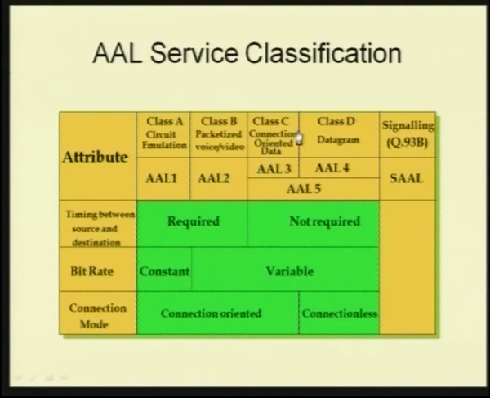Class C and class D: class C, we said, is for connection oriented data, class D for datagram. These used AAL 3 and 4. Finally, as we said, these two have been merged together and we have something called AAL 5. So, AAL 5 caters to both these classes, AAL 2 to class B, and AAL 1 to class A.